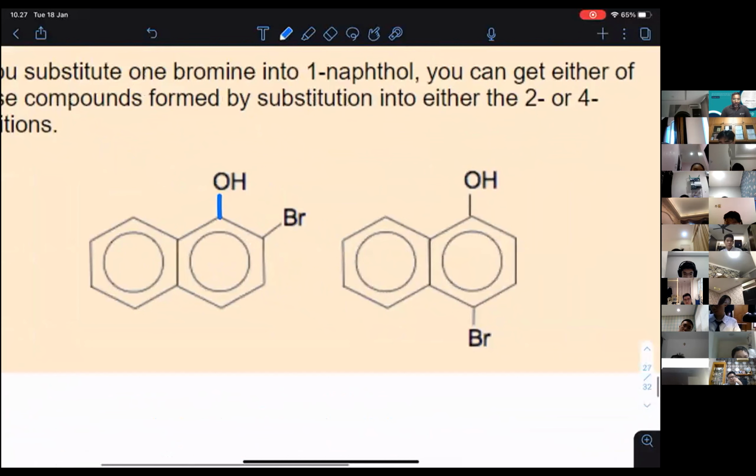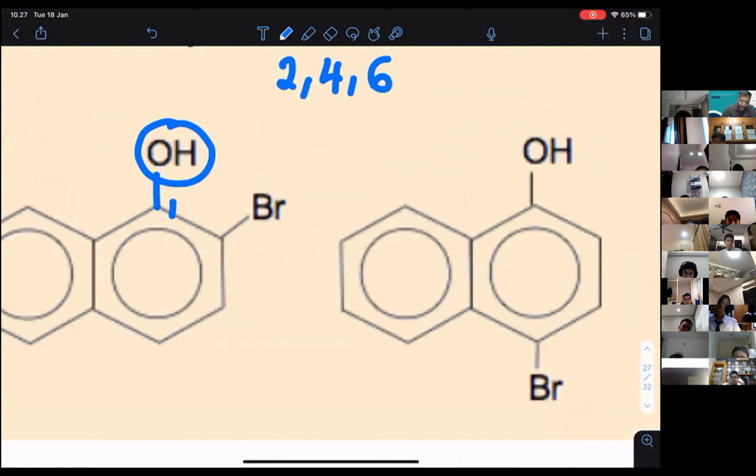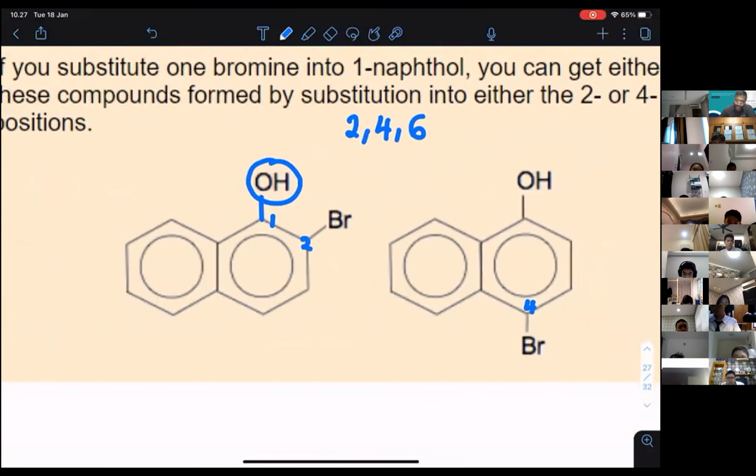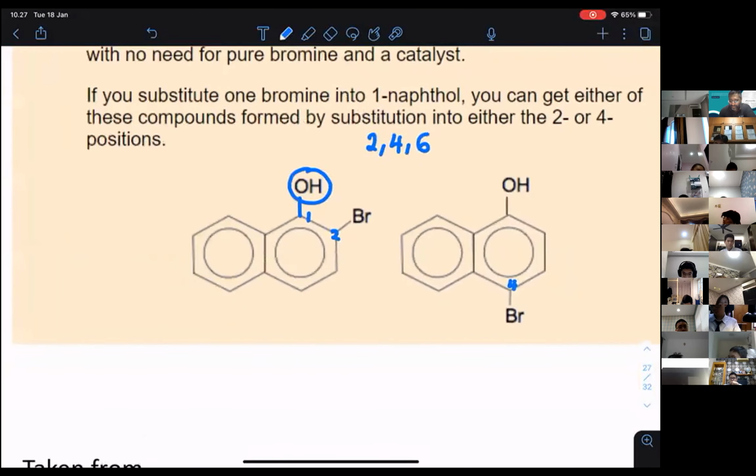Now, 1-naphthol, do remember OH is going to be 2,4,6 directing. So this is position number 1. So they will direct Br to position number 2, and they will direct the Br to position number 4. There is no position number 6, so there is no need to draw it.